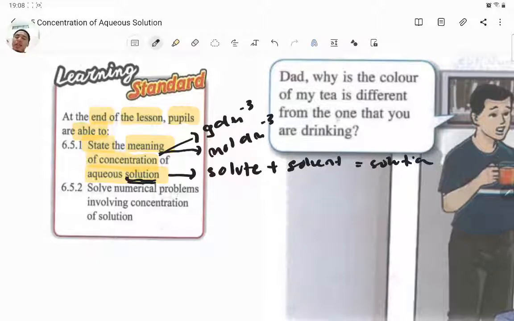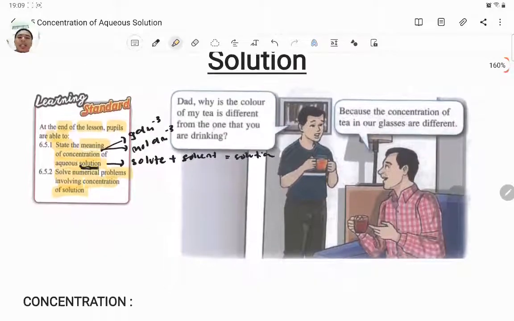The second learning standard is to solve numerical problems involving the concentration of solution. So this is quite similar with chapter 3, stoichiometry, right? So the steps, memang sama lah, cuma yang berbeza sikit. You might have to find the molarity, macam tu. Alright, so let's see the picture.